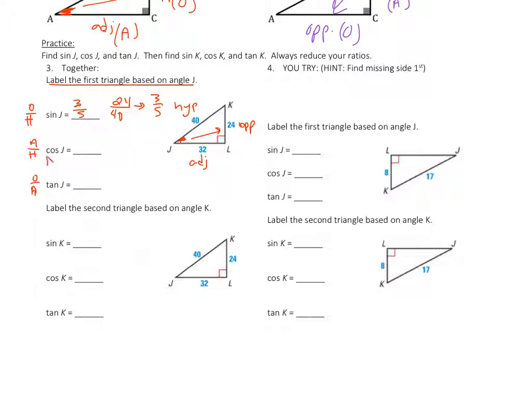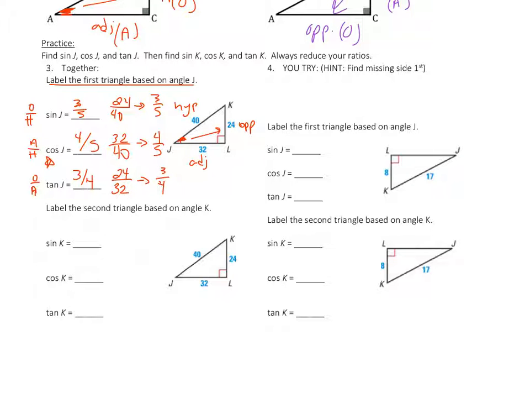Cosine of J, now I want you to try this one yourself. It's adjacent over hypotenuse. Adjacent, you should have put a 32. Hypotenuse is our 40 again. When you reduce it, always make sure you reduce this fraction. You get 4 over 5. So 4 over 5 is what you should have chosen for your answer. Tangent is your opposite over adjacent. So 24 over 32. When we reduce it, that gives us 3 over 4. So 3/4 is our tangent of J.